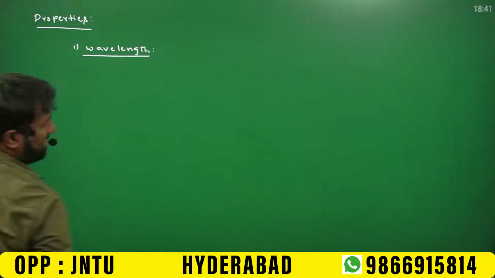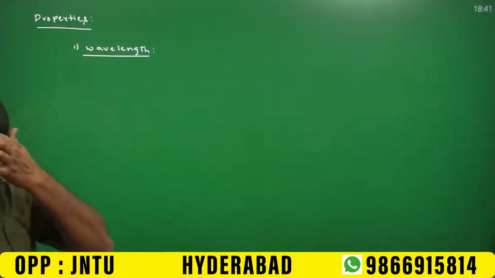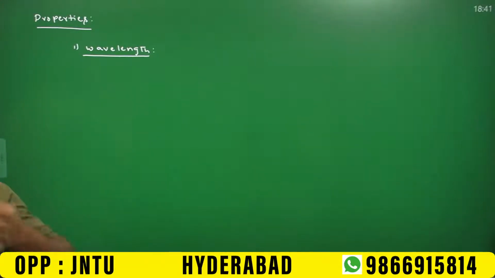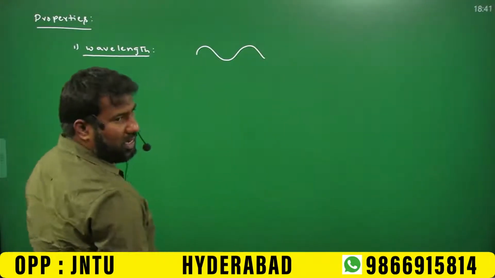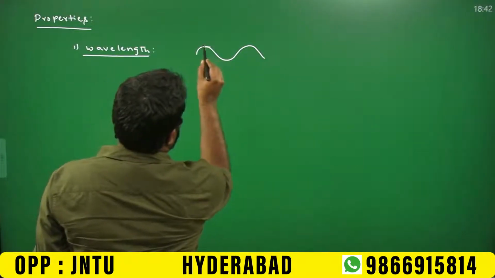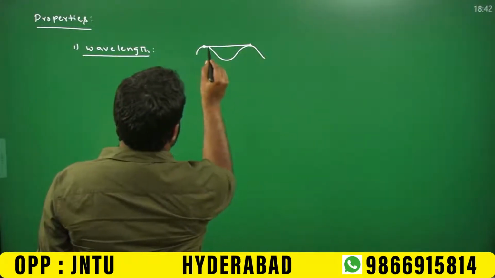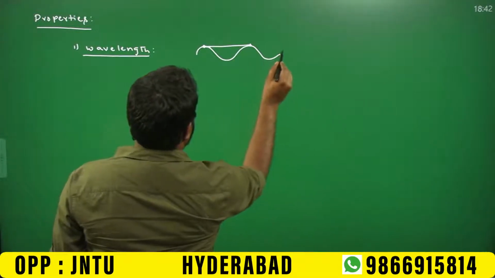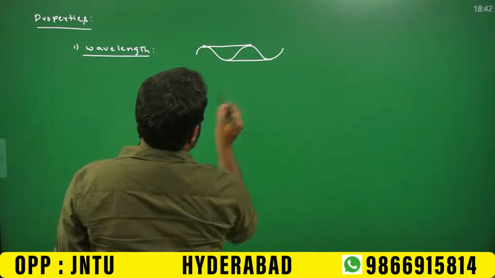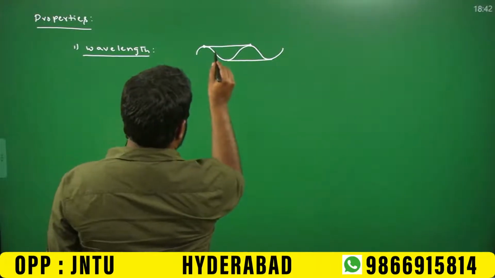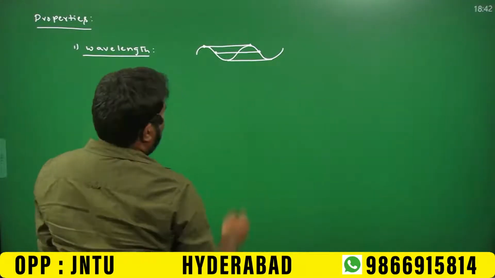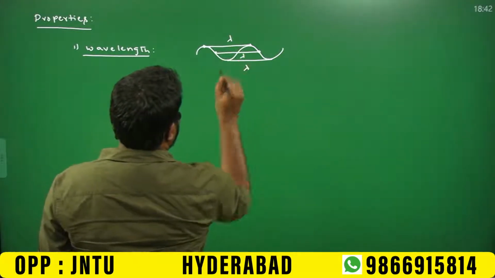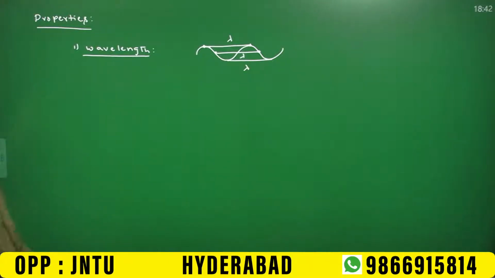Wavelength means it is the minimum distance between two successive crests or two successive troughs or two similar points present in a phase. This is the wave. We can denote it with lambda.